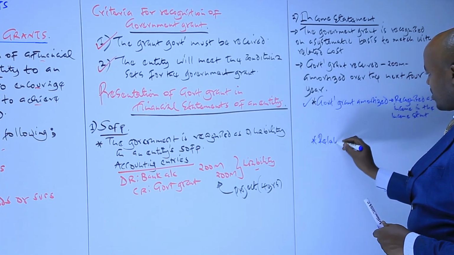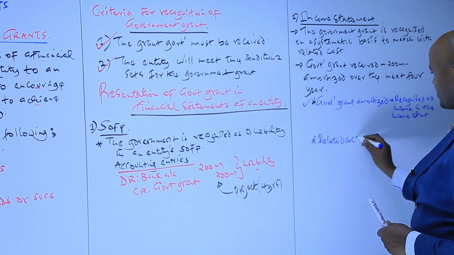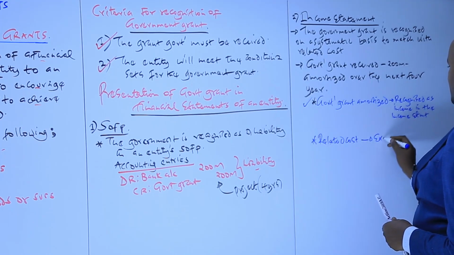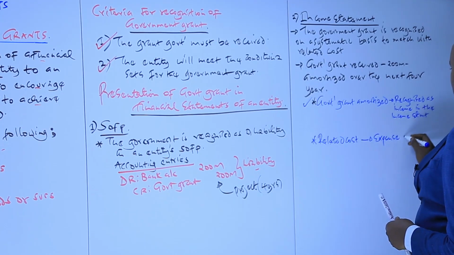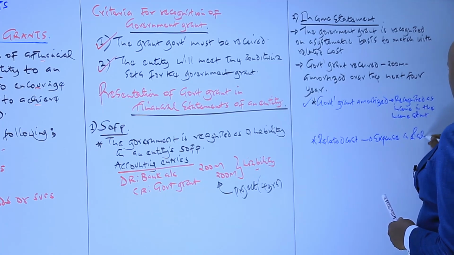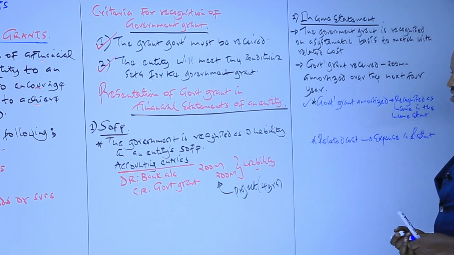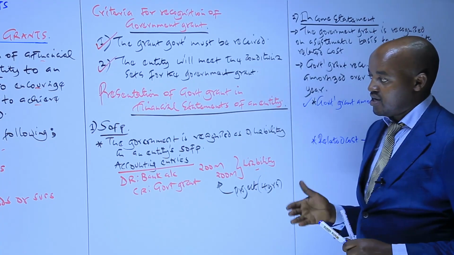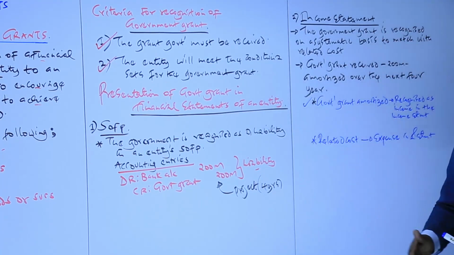any related cost which is incurred by the company in terms of undertaking this particular project, will be recognized as an expense still in the income statement. So therefore, that's how the government grant is presented and accounted for.